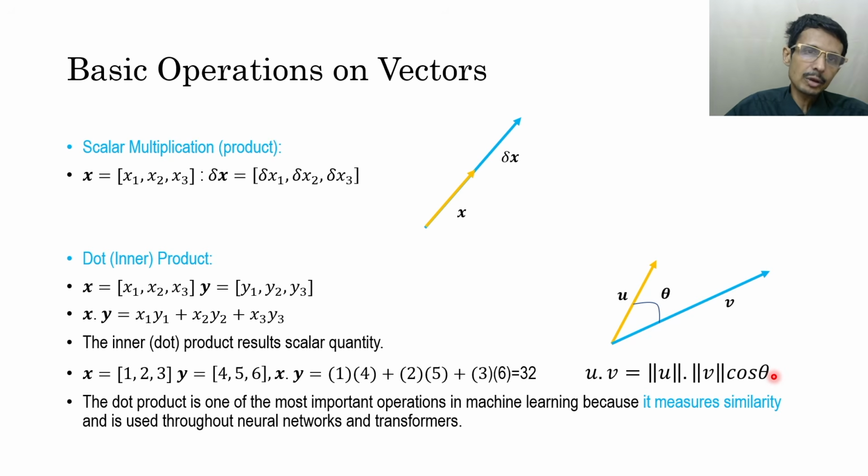Another important operation on vectors is scalar multiplication or scalar product. Let's say this is x and we multiply it with delta, so delta x. It is an element-wise multiplication: delta x1, delta x2, delta x3. If this is x, then delta x is this stretched vector. If delta is 3, it is stretched three times, or if it is 2, it is 2 times.